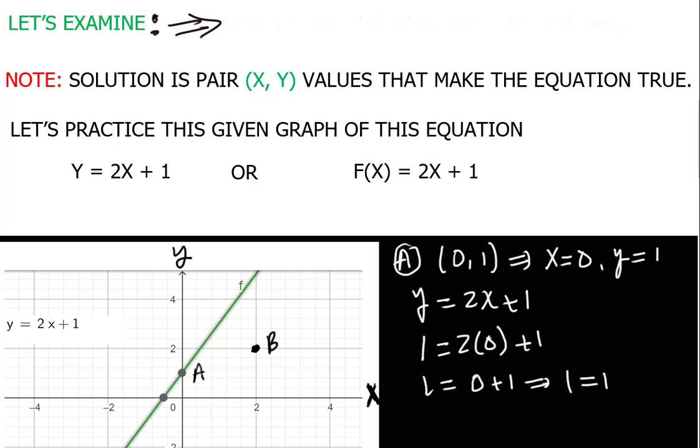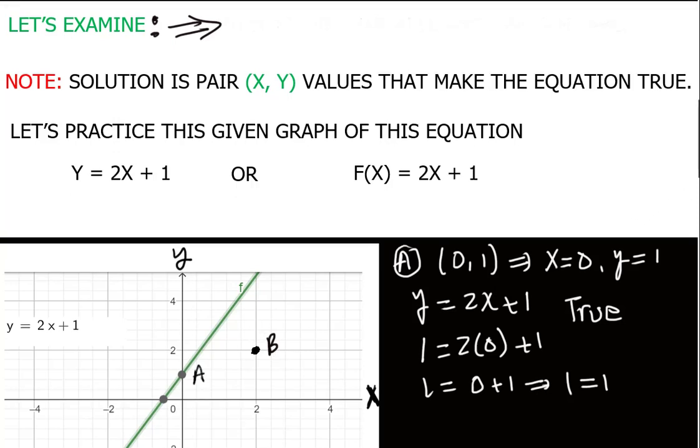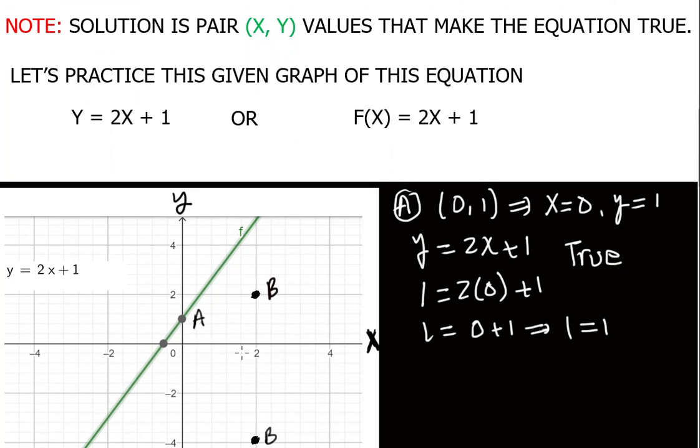So this point is on the graph and it's a solution, so we say this is true. This point is a true solution for this equation based on the graph. Now let's choose a different point that is not on the line. You can see x will be 2 and y will be 2. So when x is 2, y is 2.